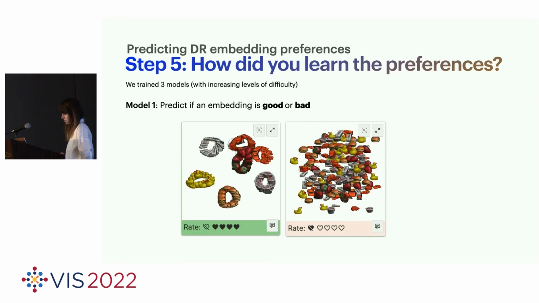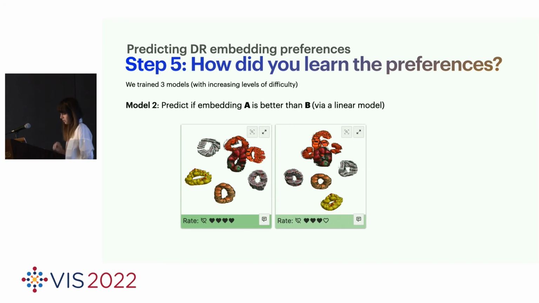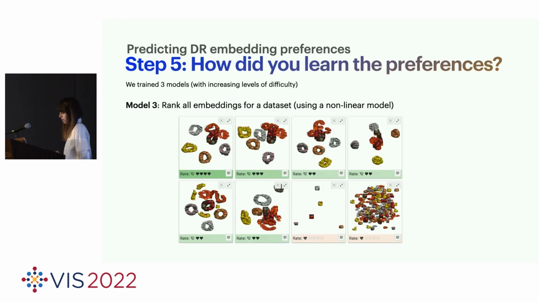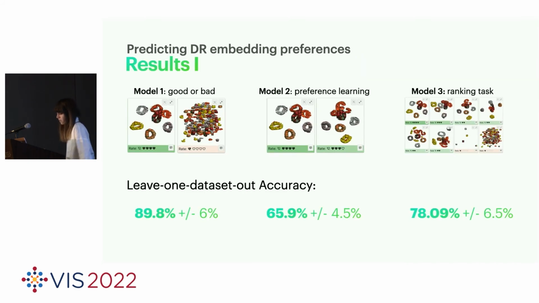The easiest one was predicting if an embedding is good or bad. The second was if an embedding is better than another embedding. And then the third one was predicting a whole ranked list of data. The difference between this and the previous model is mainly that this one was a nonlinear model. So yeah, the easiest task did the best. We got like 90% accuracy. And then the third task was kind of finding a sweet spot of performance and task difficulty trade-off.